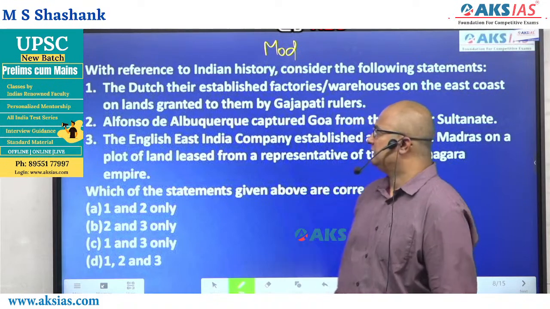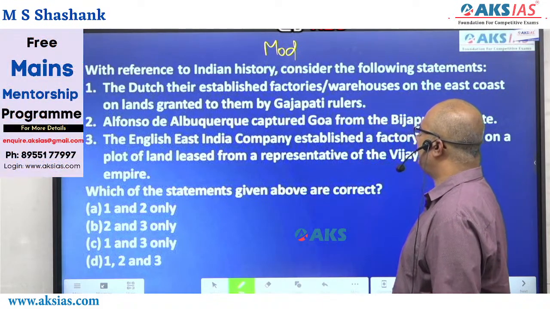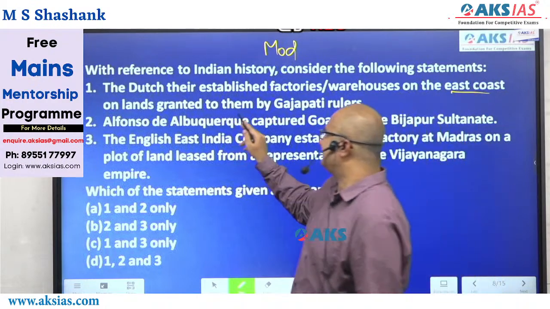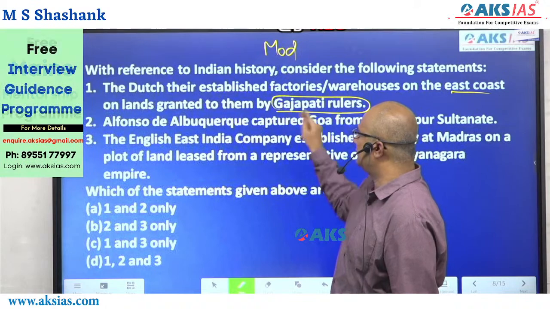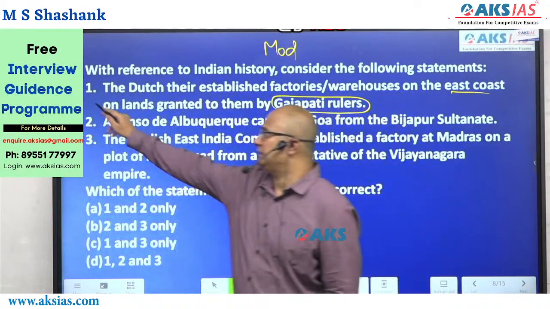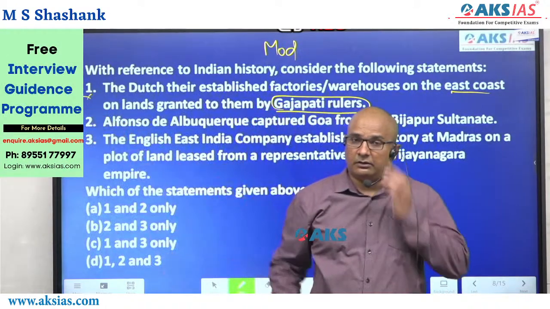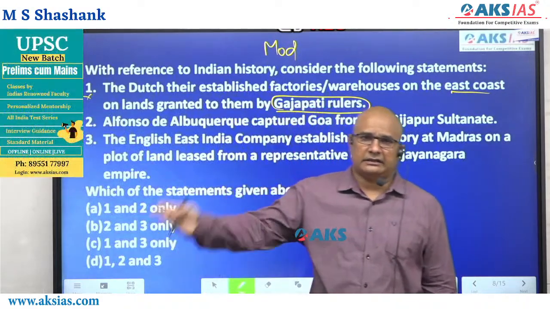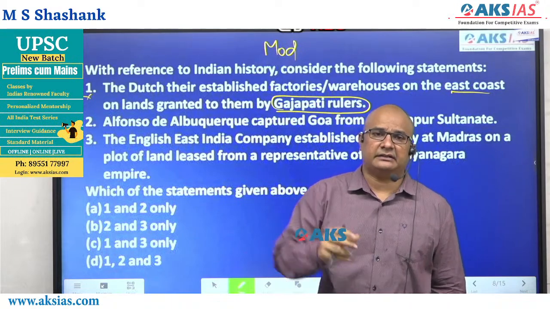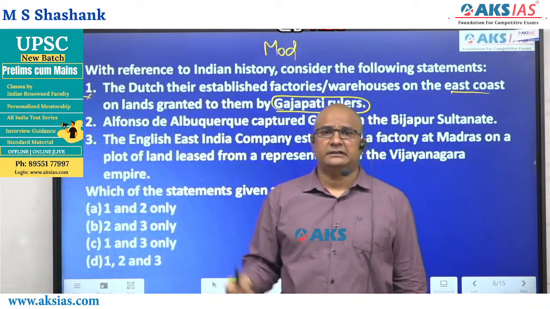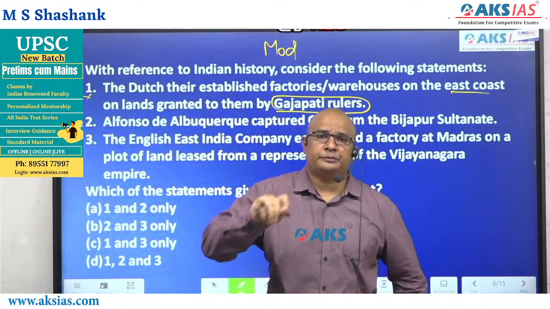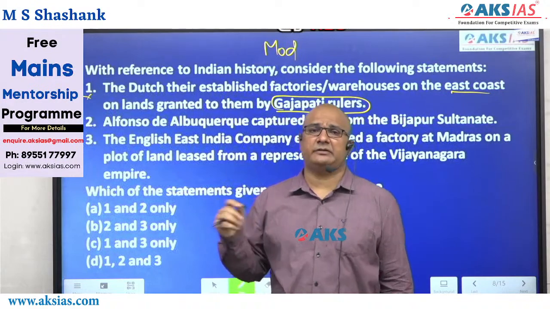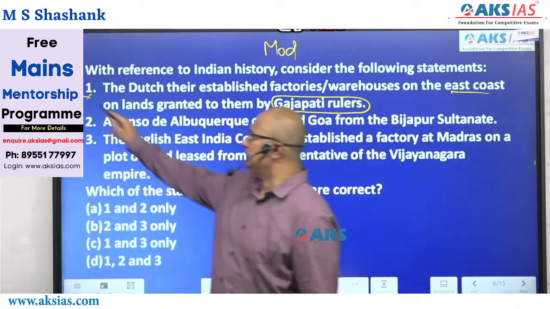Let us see them. The Dutch established their factories or warehouses on the east coast on lands granted to them by Gajapati rulers. Not correct. Why? Because east coast of India at that time, particularly this Andhra region, where the Dutch had settled Masulipattnam and all these areas, they were under the control of the Qutub Shah rulers of Golconda Sultanate. So the answer will be Golconda Sultans. So this is wrong.